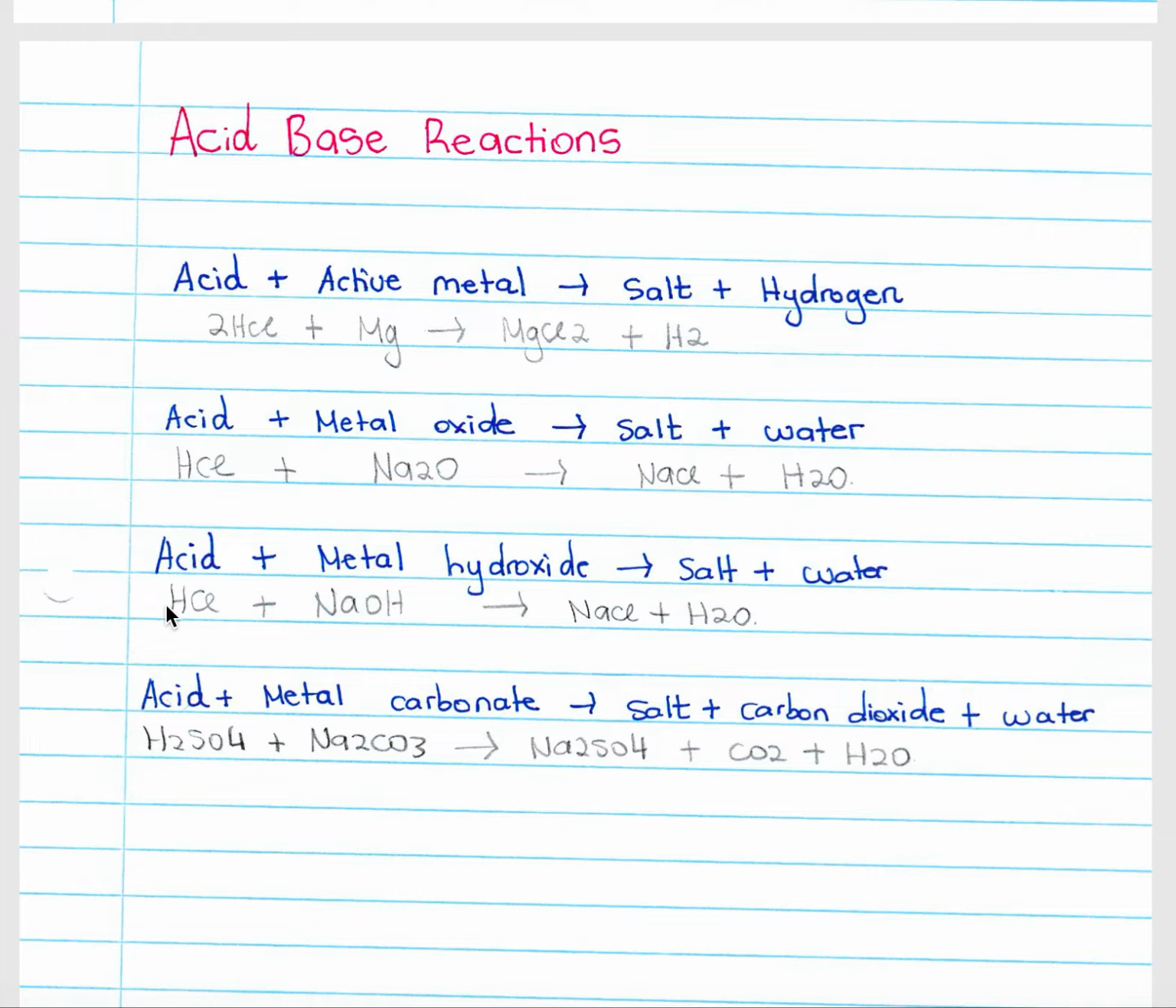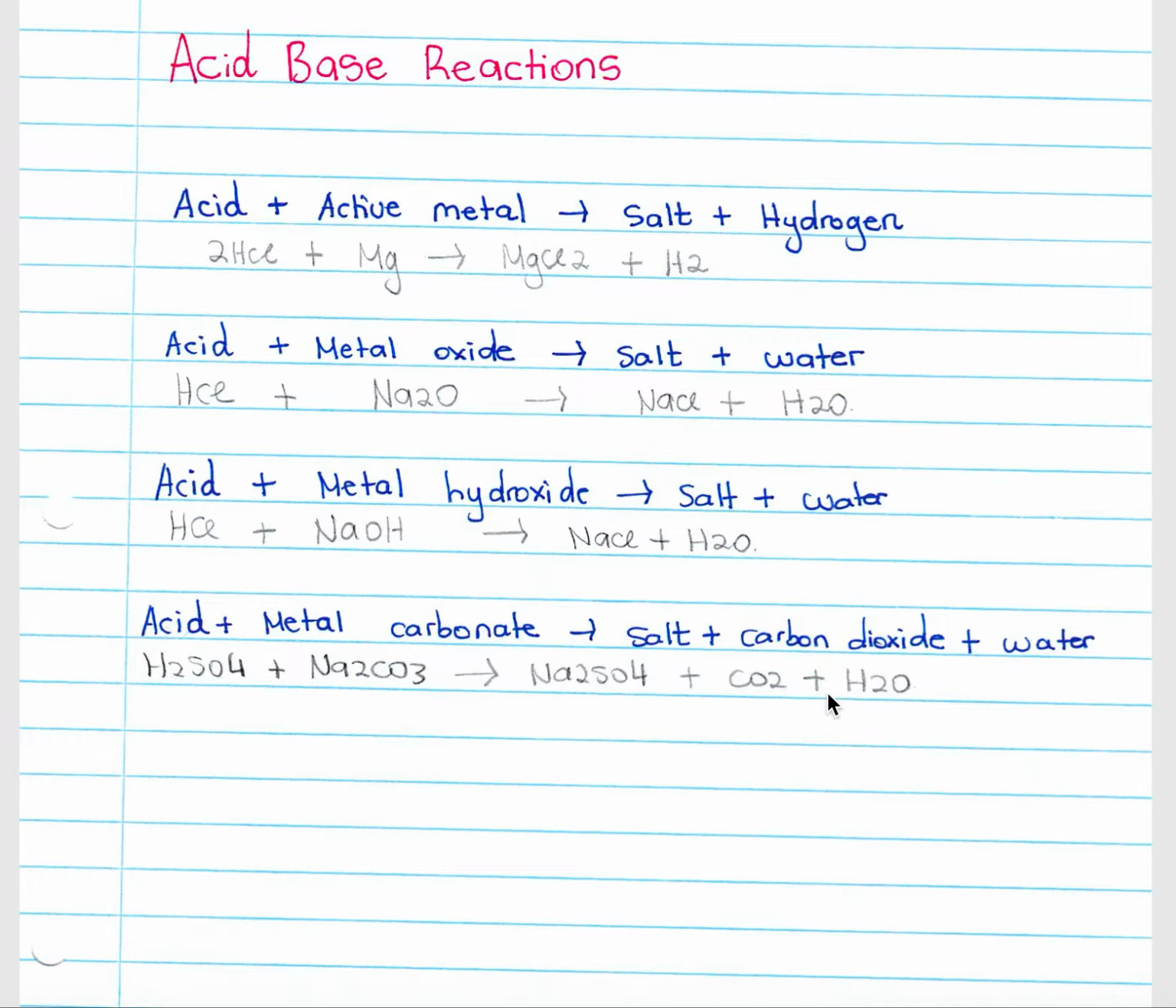You will need to know that an acid plus a metal hydroxide, such as HCl plus NaOH, will form a salt, NaCl, plus water, H2O. And then the most complicated one, you will need to know that an acid plus metal carbonate, H2SO4 plus Na2CO3, will form a salt, Na2SO4, plus carbon dioxide, CO2, plus water, H2O.